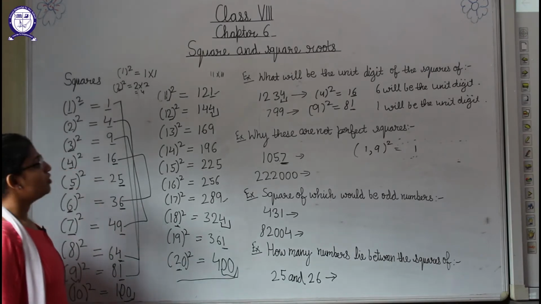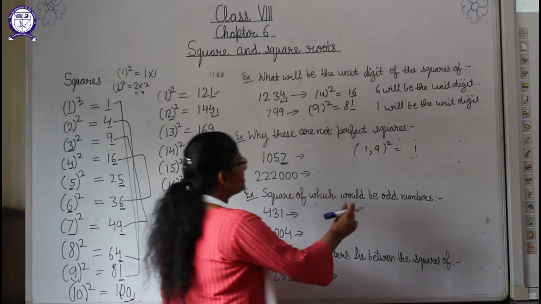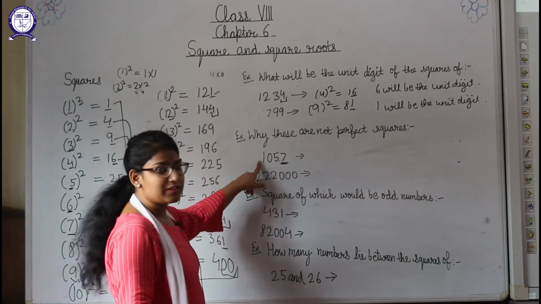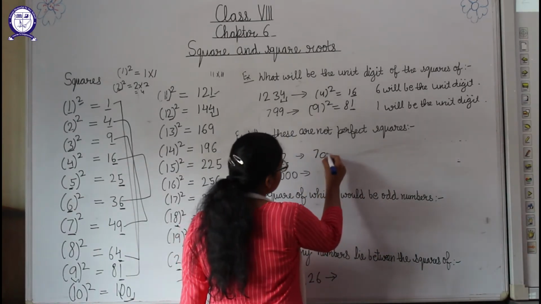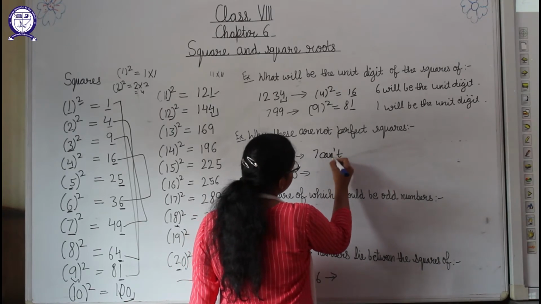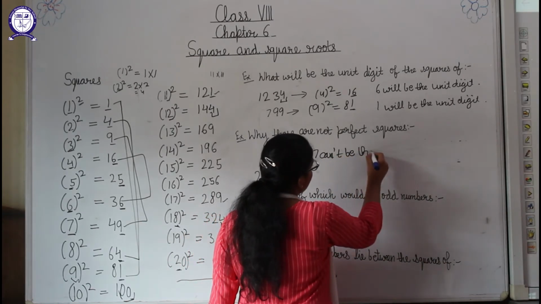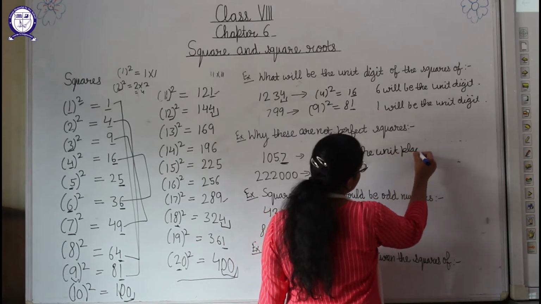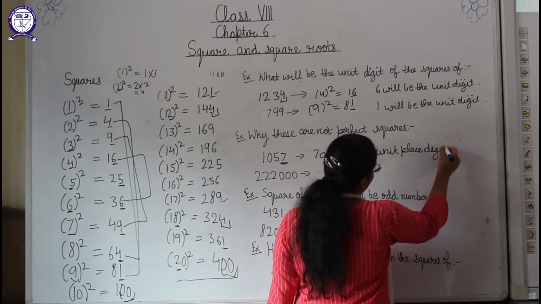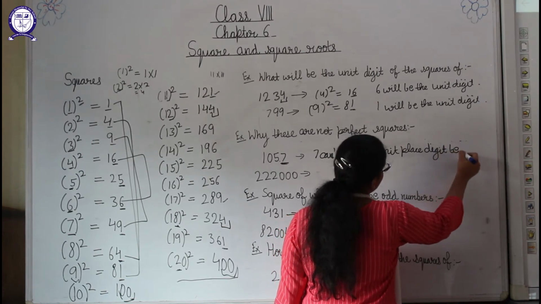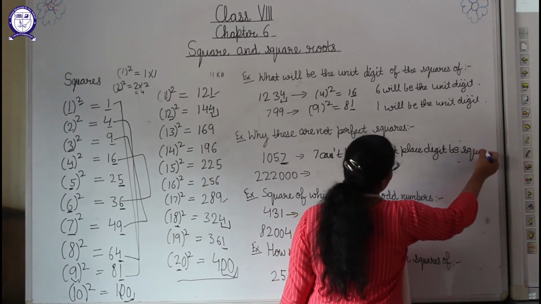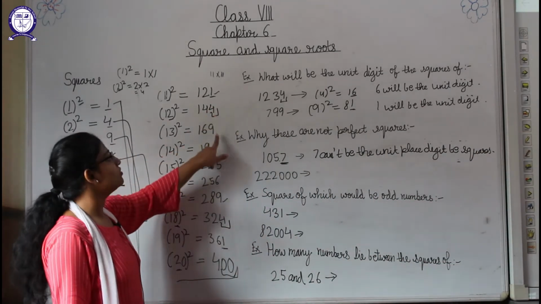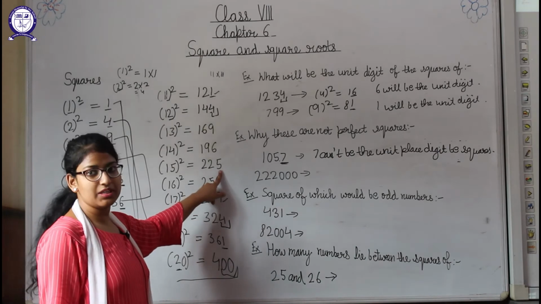Okay, so here we will write that 7 cannot be the unit place digit of squares. Why is this not a perfect square? Because 7 can't be the unit place digit of squares. What can be the unit place digits, students? Either 1, 4, 9, 6, 5. These can be the digits.